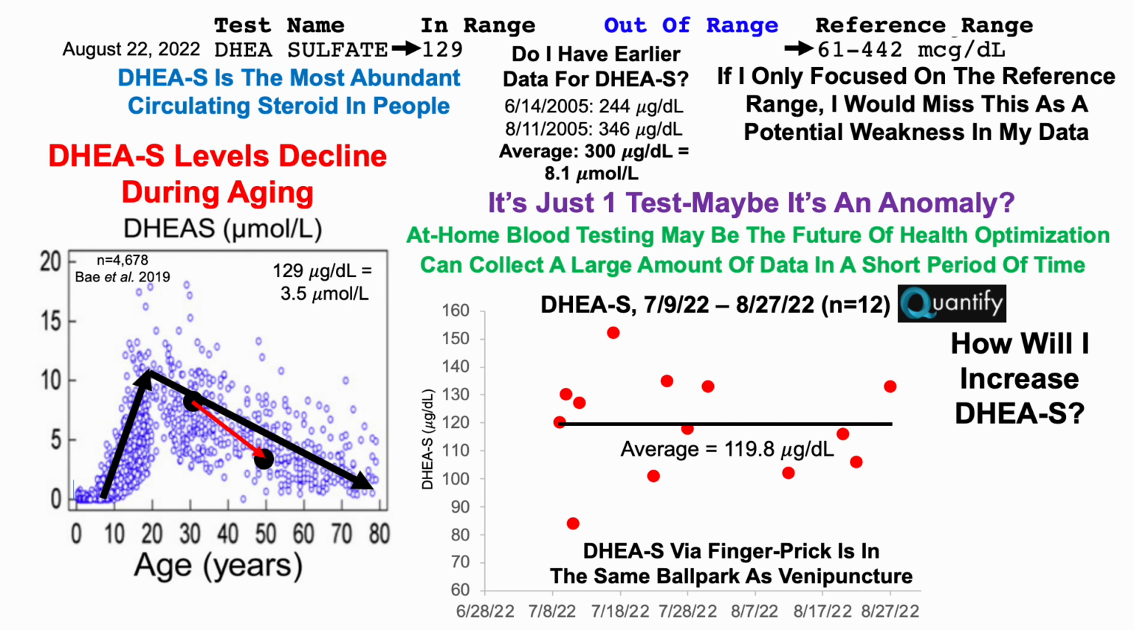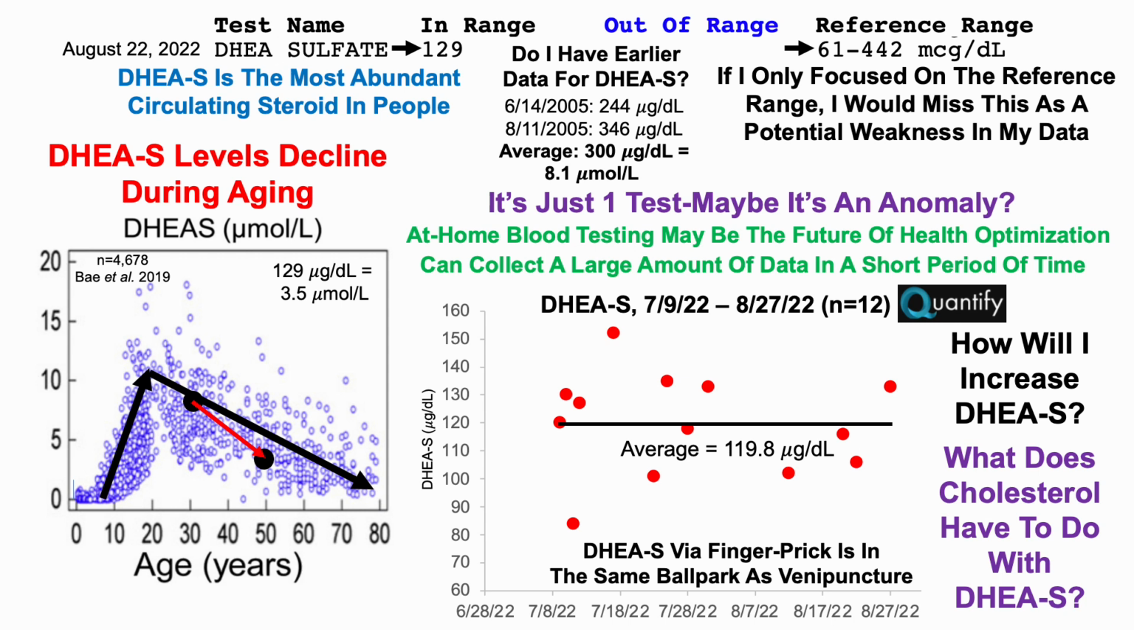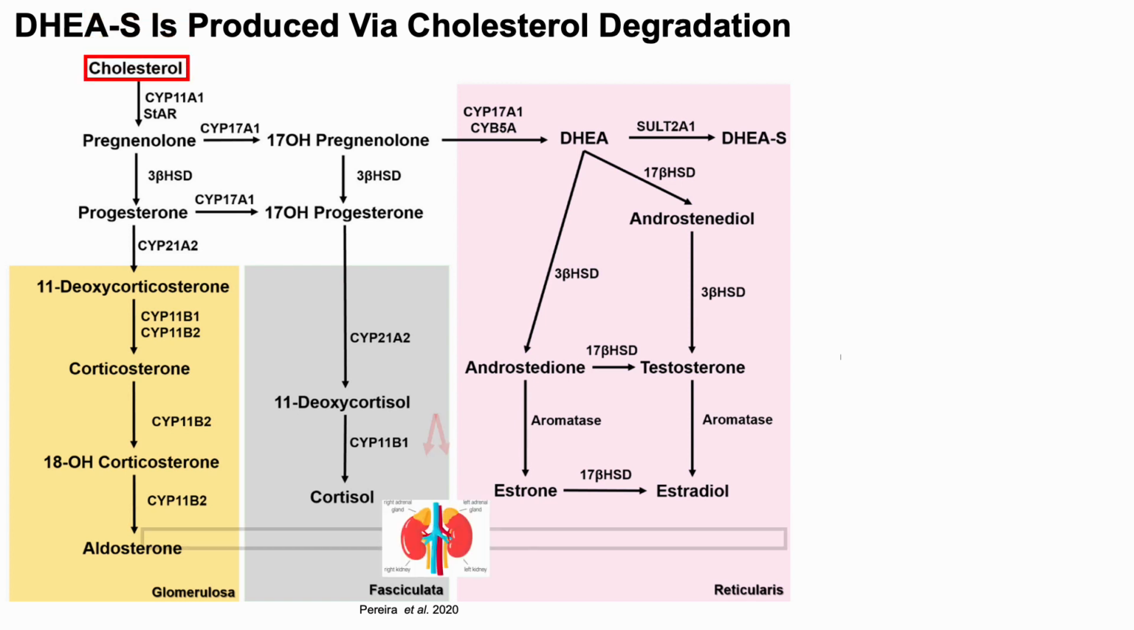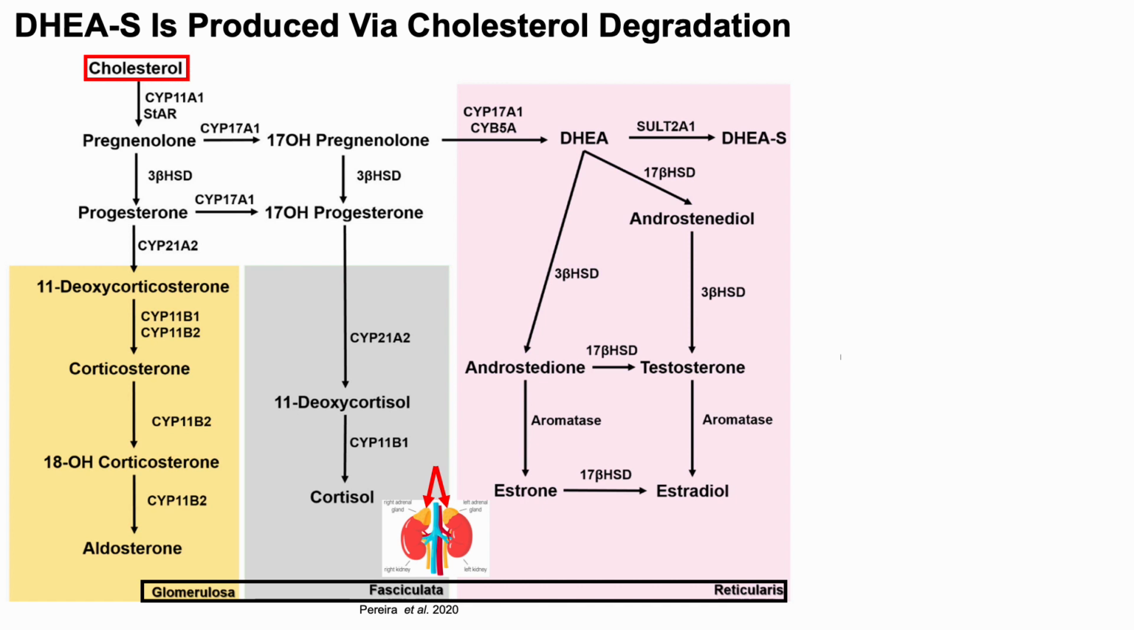And if you remember, I started this video with cholesterol. So what does cholesterol have to do with DHEA sulfate? So DHEA sulfate is produced via cholesterol degradation, and we can see that here. So first, starting with cholesterol, and this would be a process that happens in the adrenal glands, which are located on top of the kidneys, and they happen at 3 different portions of the adrenal gland, as indicated by that black rectangle. So with cholesterol, after that's degraded into pregnenolone, pregnenolone is hydroxylated into 17-hydroxypregnenolone, which is then converted into DHEA, and then DHEA is sulfated into DHEA sulfate. So the formation of DHEA sulfate is just 4 enzymatic steps via the degradation of cholesterol.